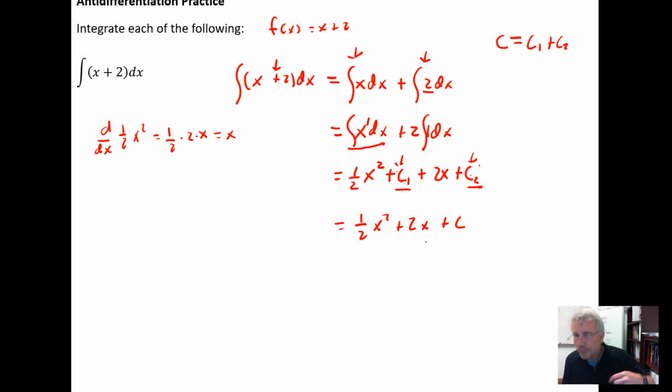Again, the check on work, if you wanted to do it, would be to differentiate the result and make sure you get the x plus 2 back, the function that's inside the integral notation.